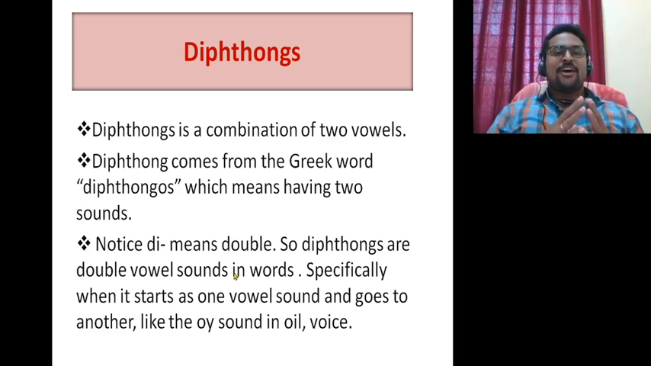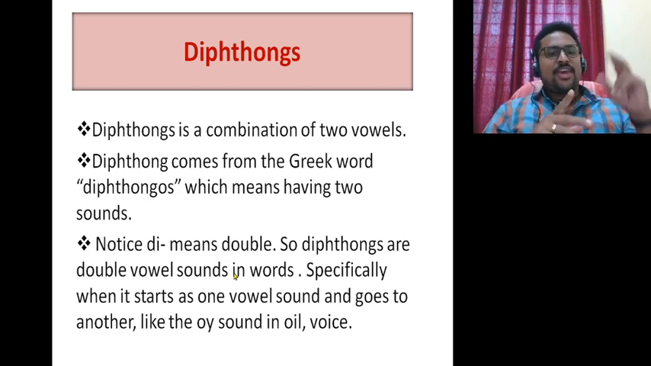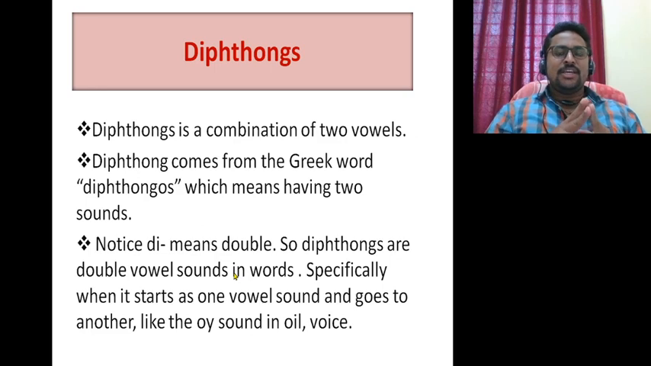In the previous class, we finished monophthongs, the pure vowels. We have 20 vowel sounds in English. These 20 vowel sounds are classified into two types: one is monophthong and the other is diphthong. Monophthong means consisting of a single vowel sound. It doesn't mix with another vowel sound. That's why we call them pure vowels.